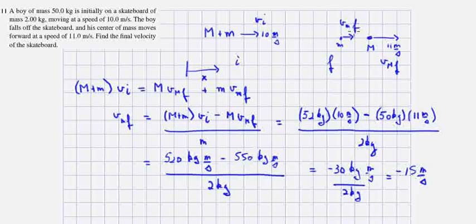Okay, so you notice that the VMF here is drawn in a positive direction, but my answer is negative, and the interpretation of that is that the VMF is to the left. And so to say it differently, VMF is 15 meters per second to the left.